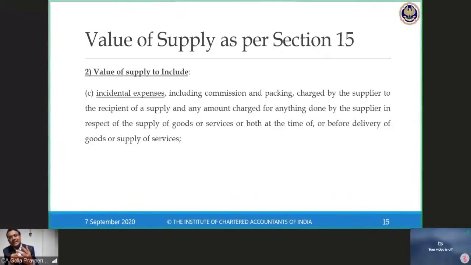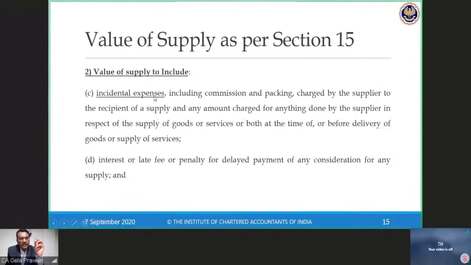Even without that ancillary expenses, my supply can happen. But incidental expenses invariably I have incurred in relation to that project. Ancillary, I would say, it is a subset. Incidental is a superset. So incidental includes this subset called ancillary. Even without that ancillary expense, supply can take place. Incidental, I have incurred in relation to that particular supply. That is how I need to understand.